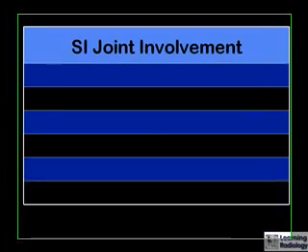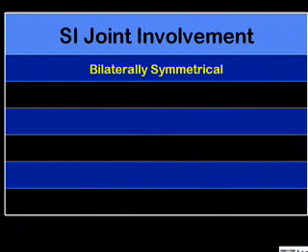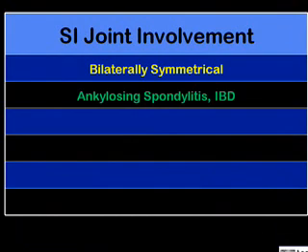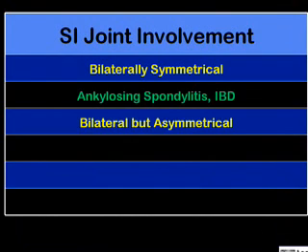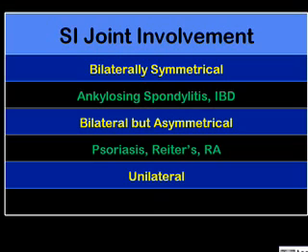So let's review. For SI joint involvement, bilaterally symmetrical, think of ankylosing spondylitis and inflammatory bowel disease. Bilateral but asymmetrical, think of psoriasis, Reiter's, and rheumatoid arthritis. And unilateral, think of tuberculosis or Staphylococcus.